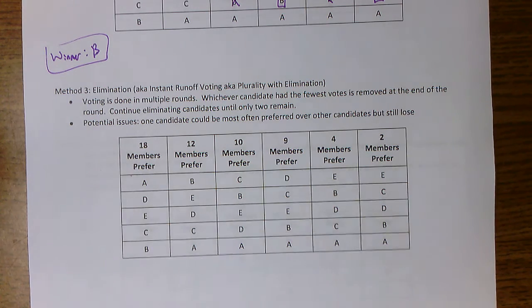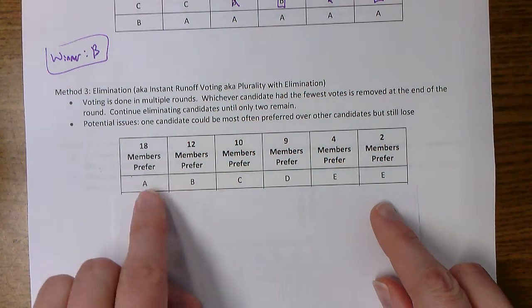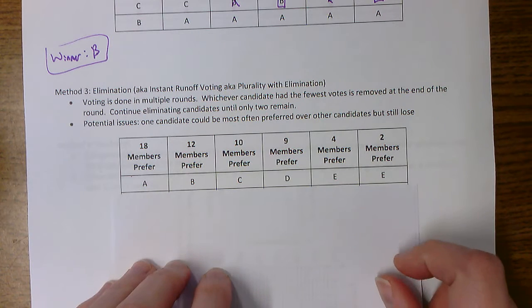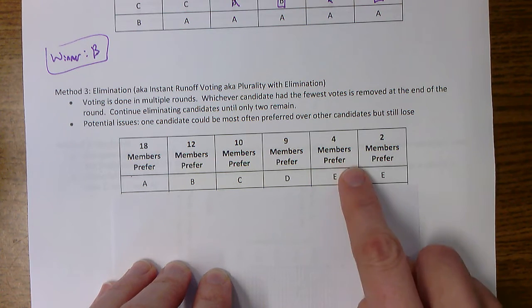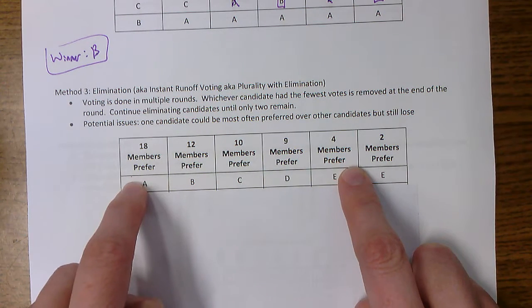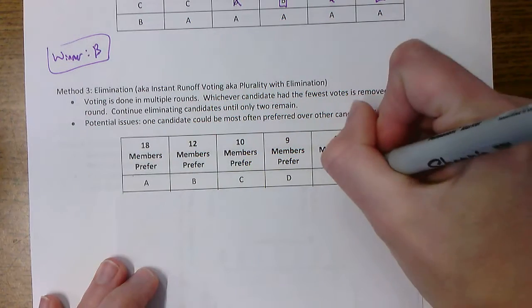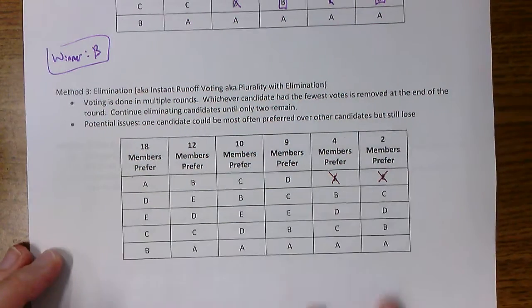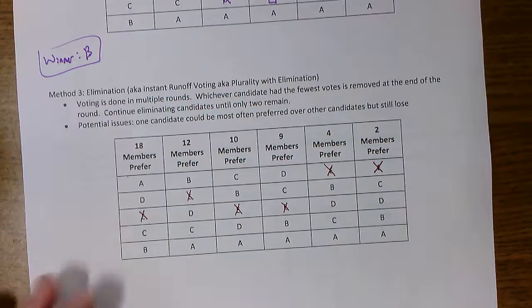So what we would do is we'd look at this and say, all right, first round voting, right? What did we come up with? So when we just voted for our top candidate, right? A, B, C, D, E. Who had the least number of votes? Well, candidate E did, right? They only had 6 altogether. Everybody else had 9, 10, 12, or 18. So what we would do is we'd say, all right, candidate E, you have been voted off of the island. You've been eliminated. So candidate E is no longer an option and gets eliminated from the ballot.